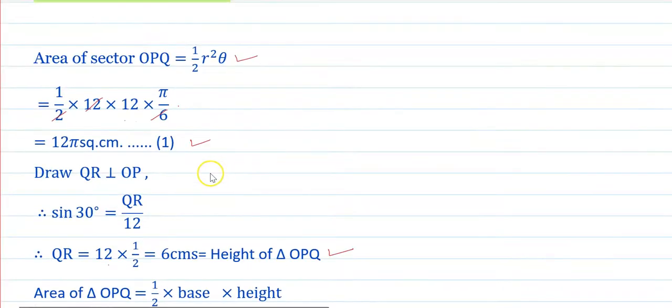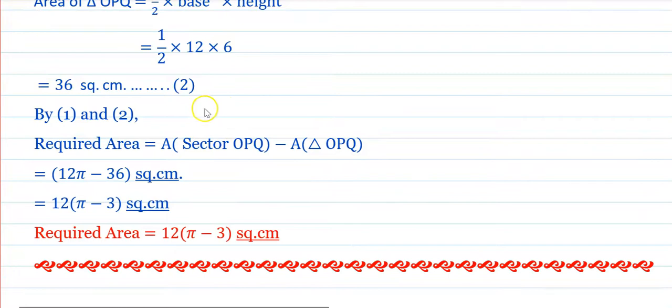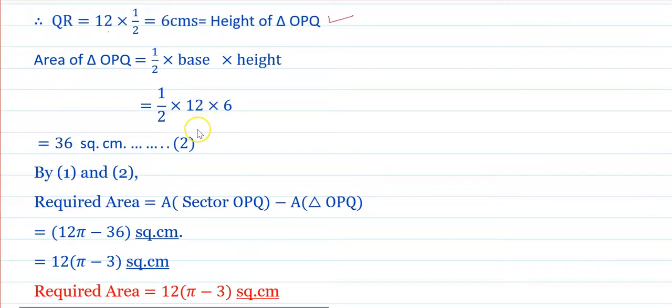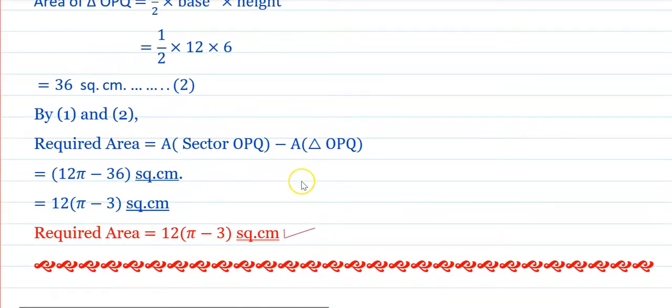Therefore, from 1 and 2, this is the area of the sector, 12 pi square centimeter, and the area of the triangle is 36 square centimeter. Therefore, the required area, that is area of sector OPQ minus area of triangle OPQ, is 12 pi minus 36 square centimeter. Take 12 as common, then in bracket you will get pi minus 3. That is 12 into (pi minus 3) square centimeter is the required area.